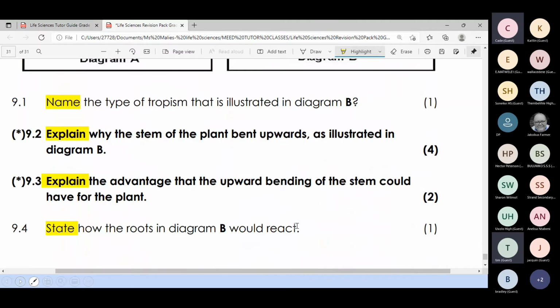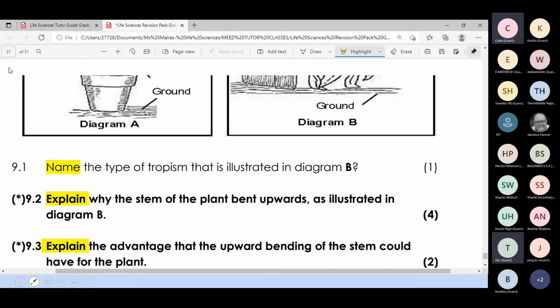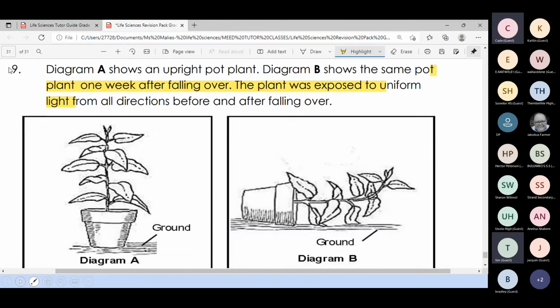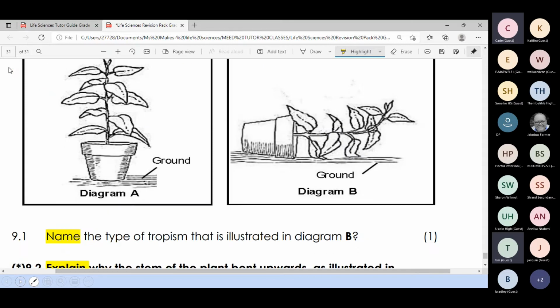Are we good, grade 12s? We have approximately 20 minutes left of our session. Let's try this question. And remember from the slide what I've showed you.